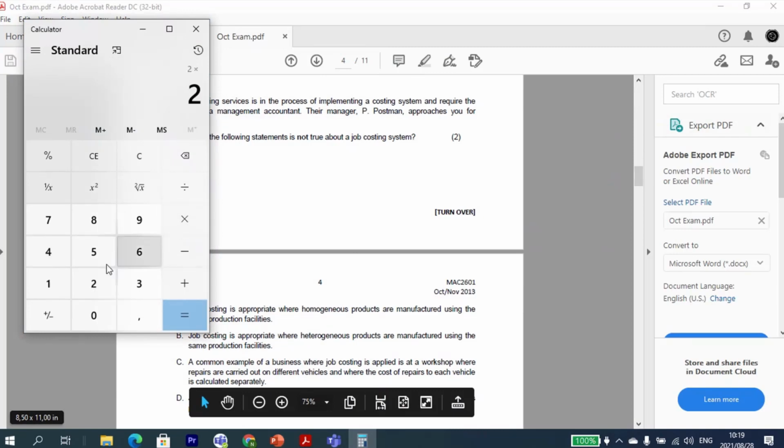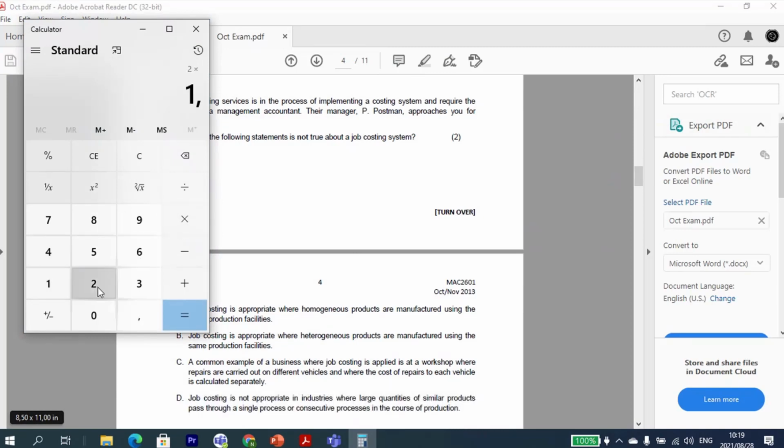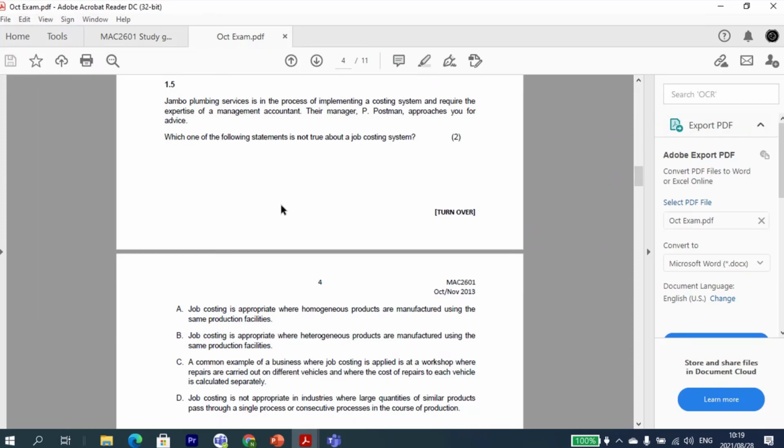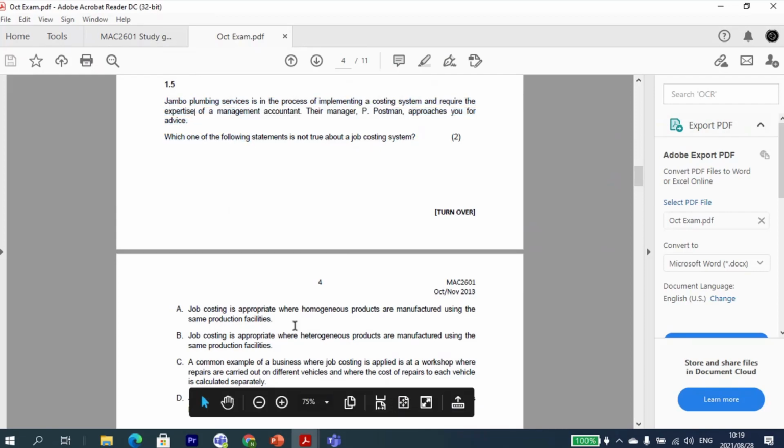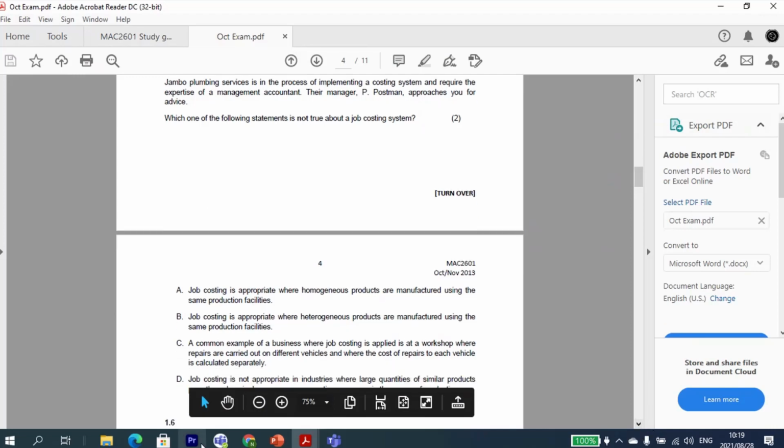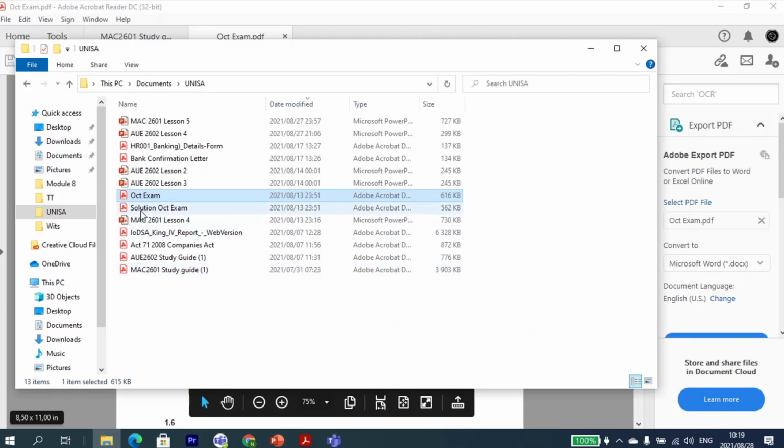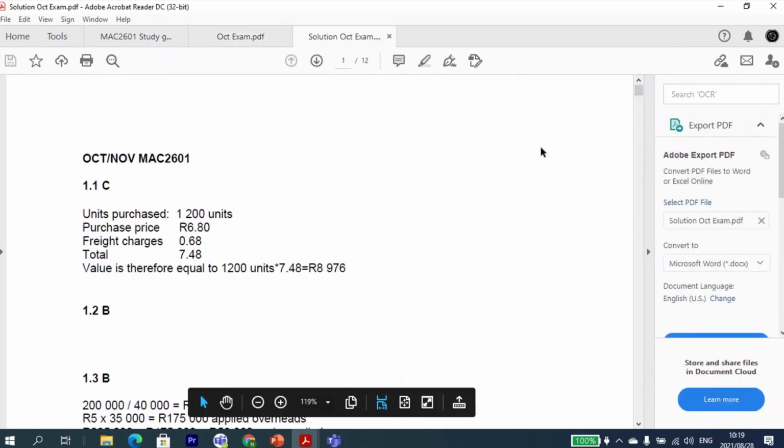Remember I told you that you multiply 1.2 by the marks. So it's about 2.4. Sorry about that, it's about two minutes to spend on this question 1.5. So I'm going to ask you, and then you will tell me which option it is.